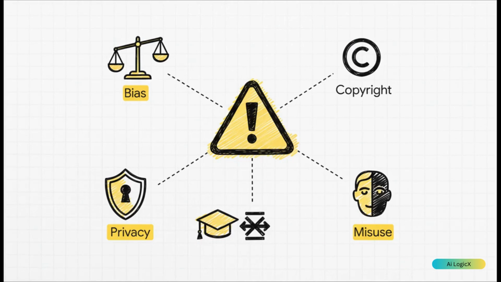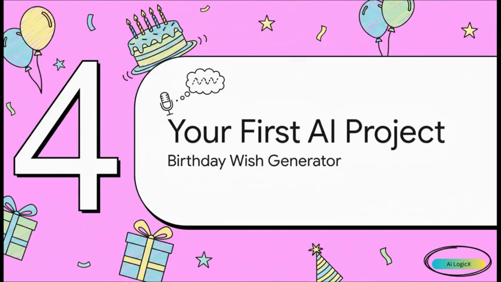As a builder, you've got to watch out for bias that the AI learns from its data. You've got to navigate tricky copyright issues. A huge one: you have to protect privacy and never, ever feed sensitive data into a public model. And of course, be aware of misuse, like creating deepfakes. And when it comes to your own work, use AI to help you, not replace you. Phew, okay, that was a heavy but necessary conversation.